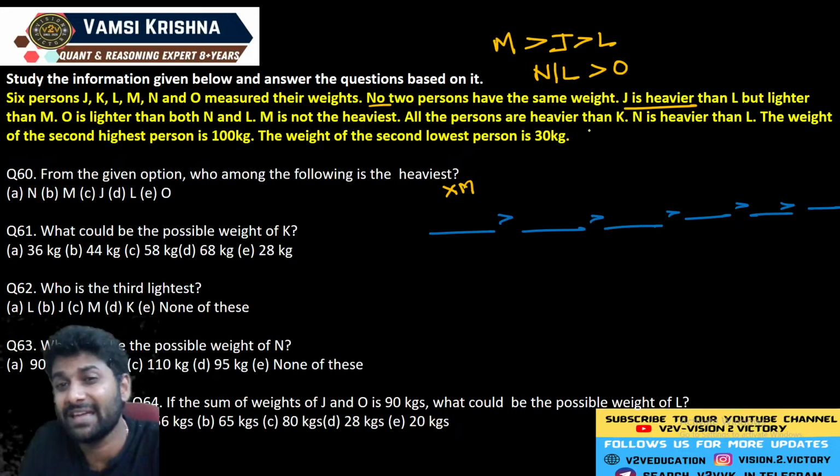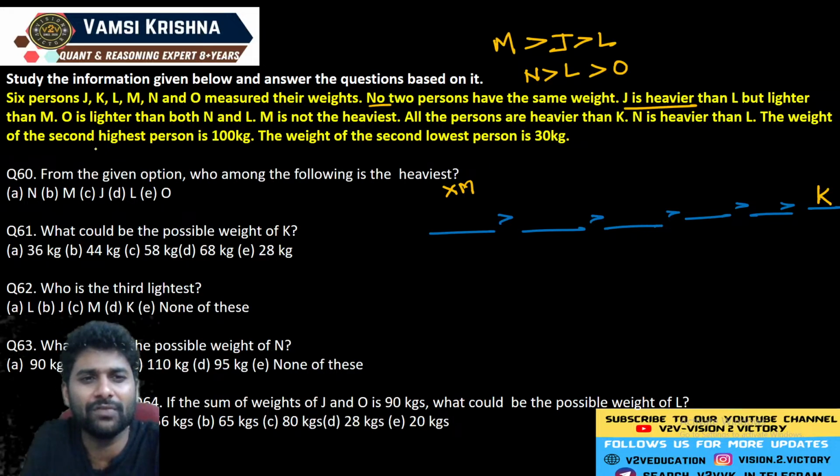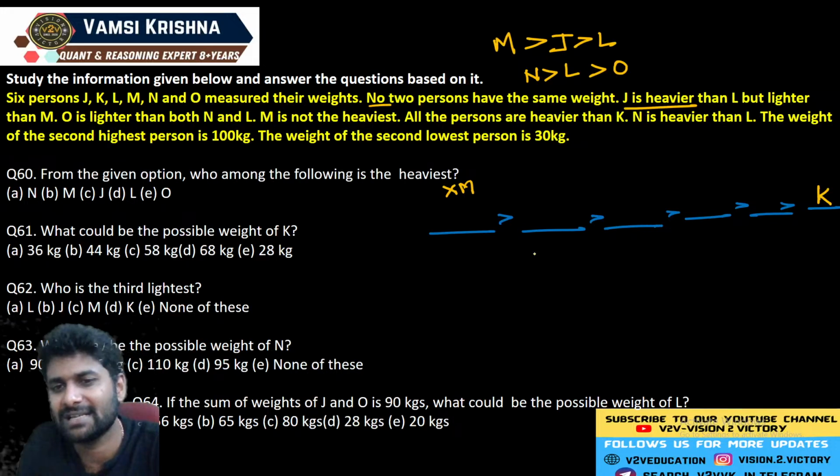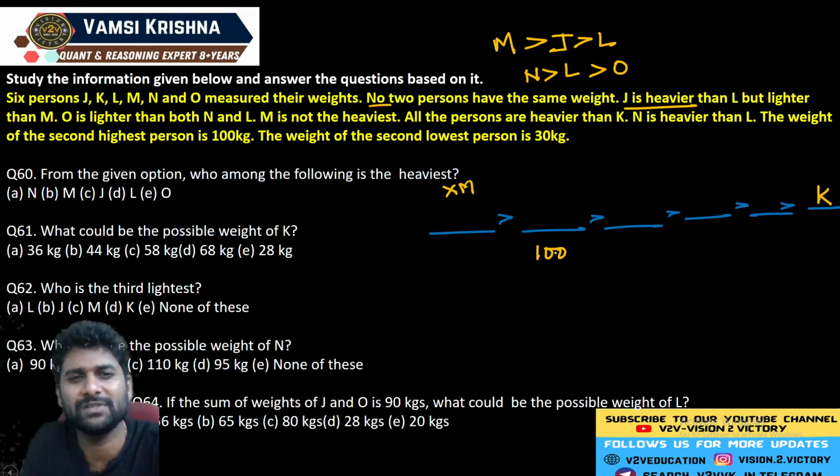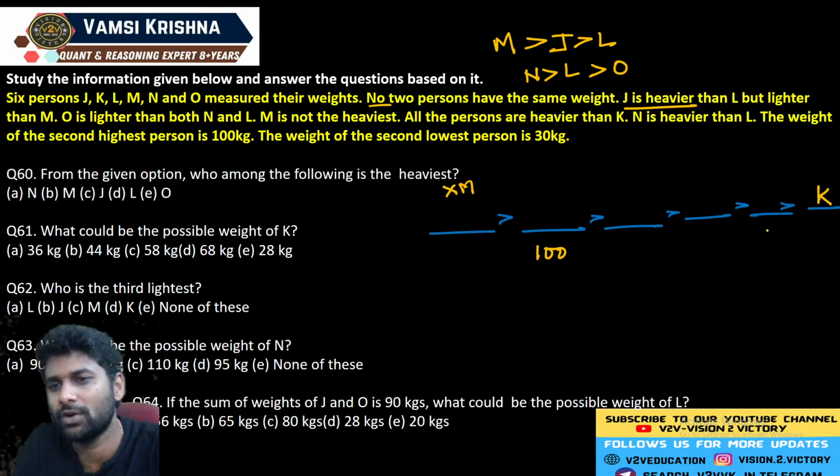All the persons are heavier than K, so K is the last person. Why? Because all the persons are heavier than K. The data is already given. N is heavier than L. L is heavier than O. The weight of the second highest person is 100. The weight of the second lowest is 30. Yes, we have this data.